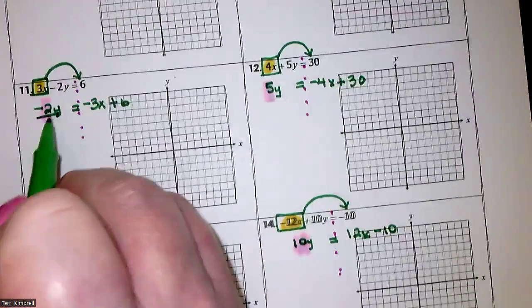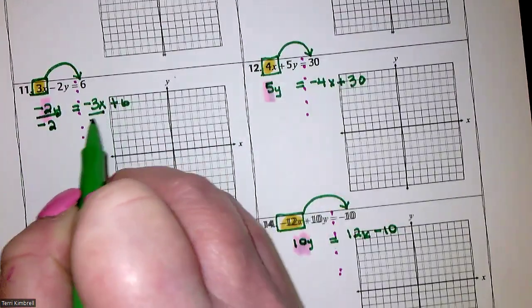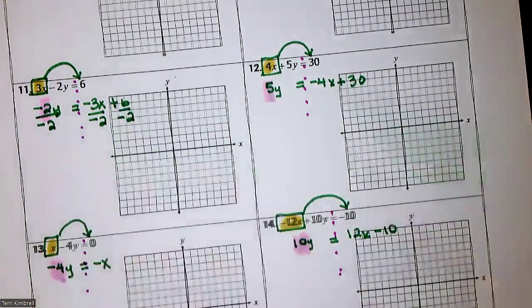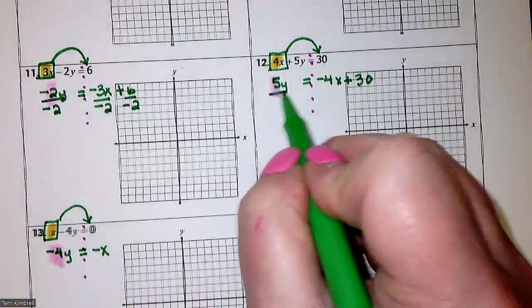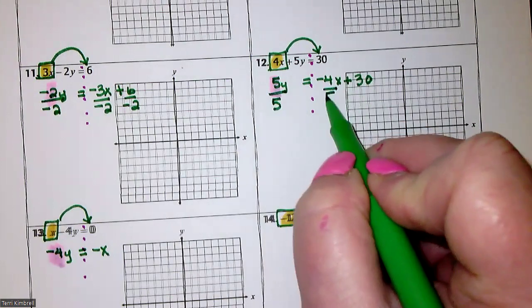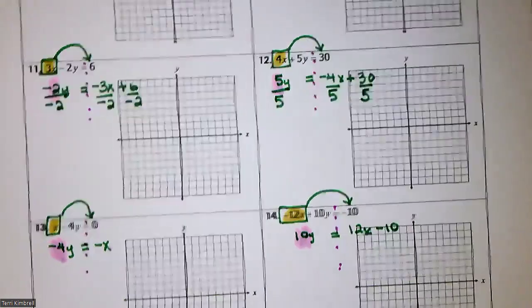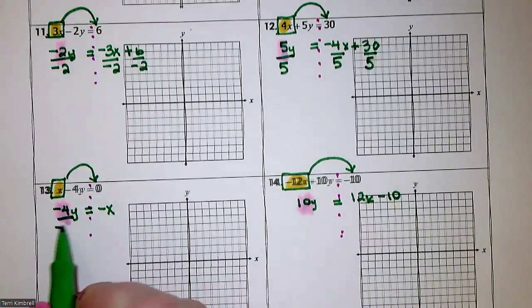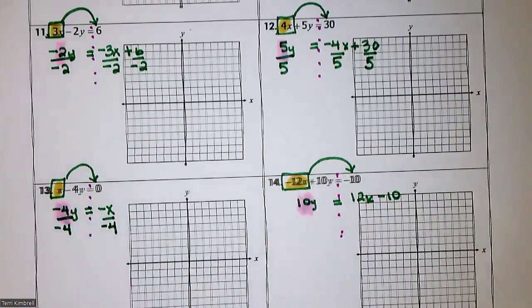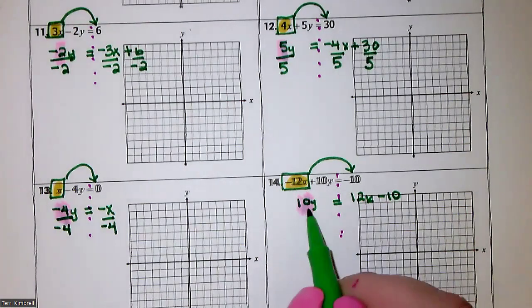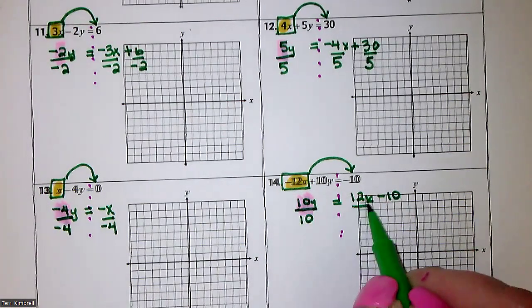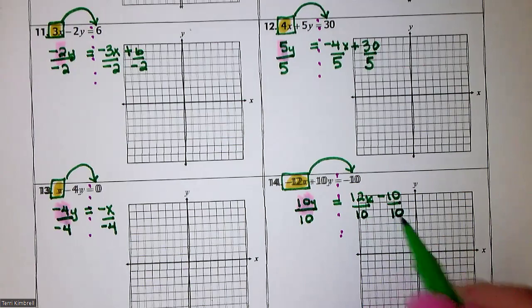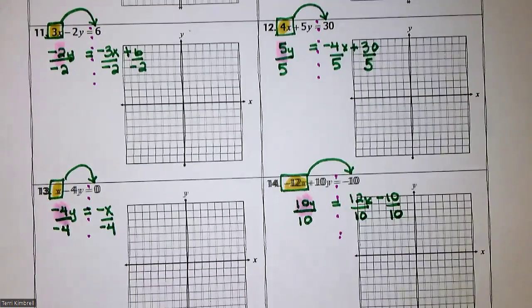Okay, as you return, I hope you divided by -2 to everything. Divide by 5 to everything. And then divide by -4 to everything. The last one, you're dividing by 10 to everything. Okay, so you move the x, drop him in front, change his sign. Divide by the number in front of the y.